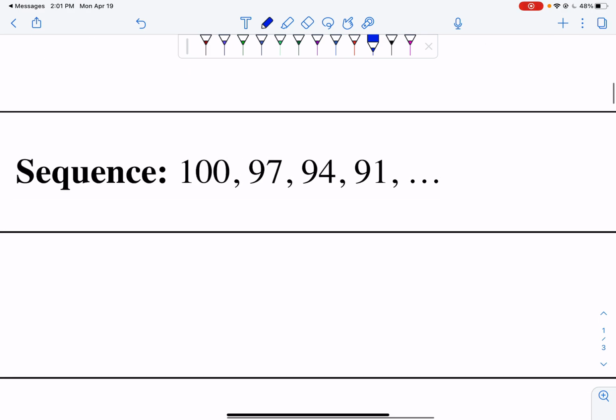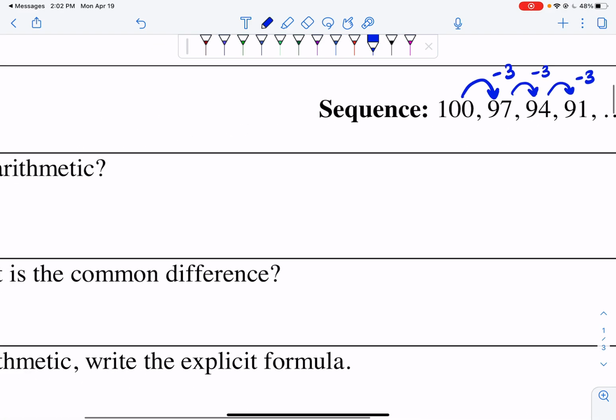So let's look. If I go from 100 to 97, I go down by 3. If I go from 97 to 94, I go down by 3. If I go from 94 to 91, I also go down by 3. So I'm constantly going down by 3. So that means it is arithmetic.